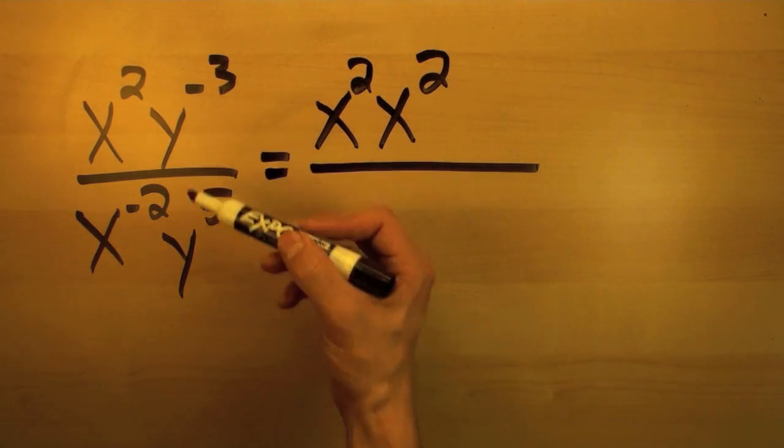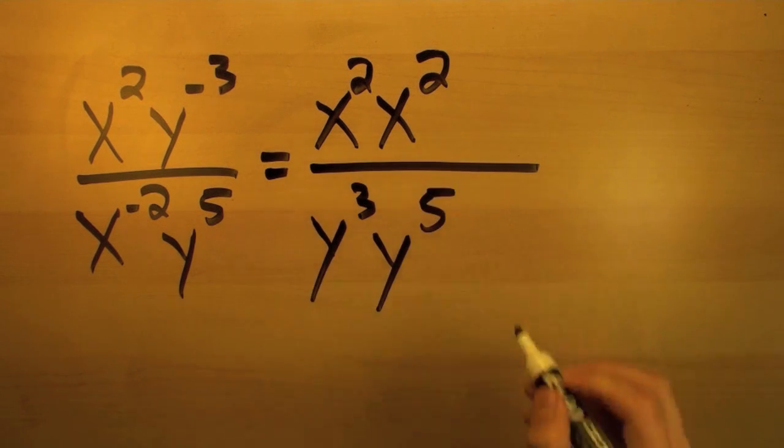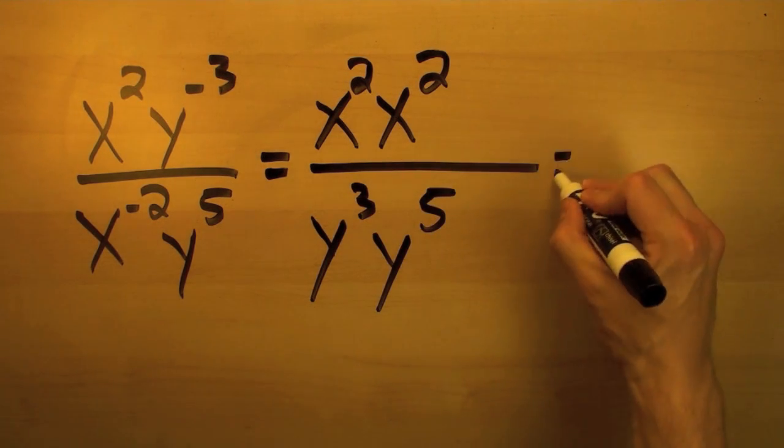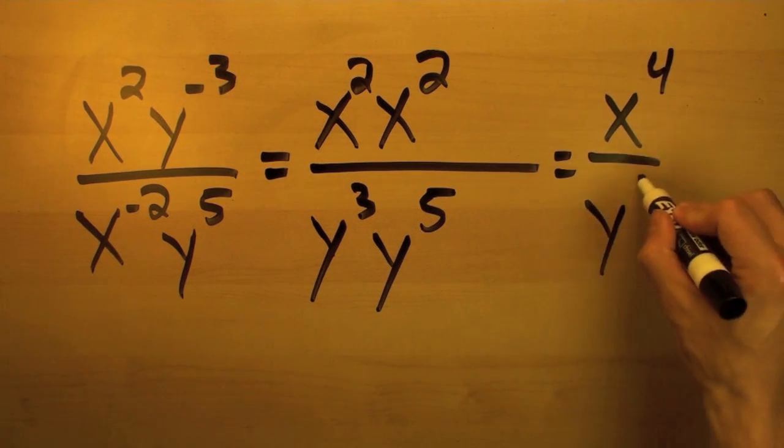And we'll move this y to the negative 3 to the bottom, giving us y cubed y to the 5th, which is going to equal x to the 4th y to the 8th.